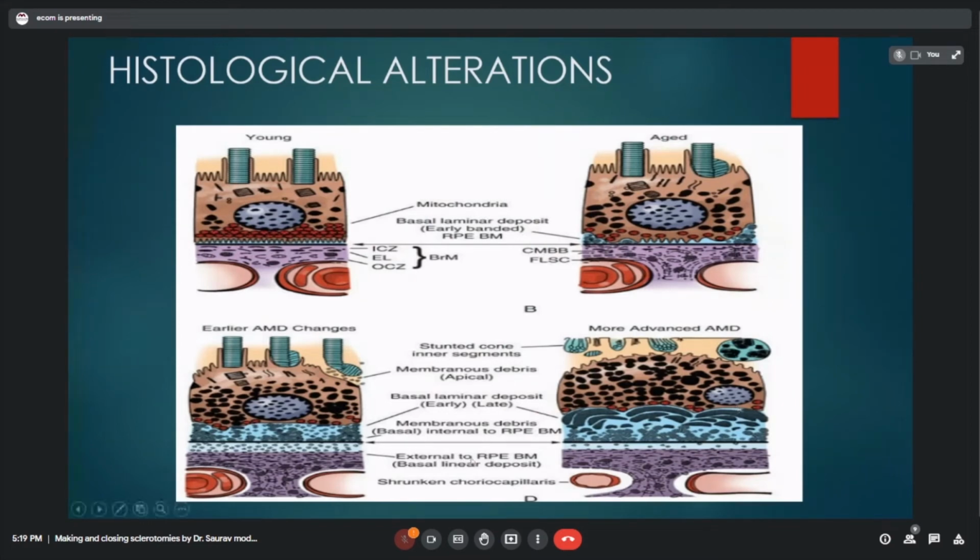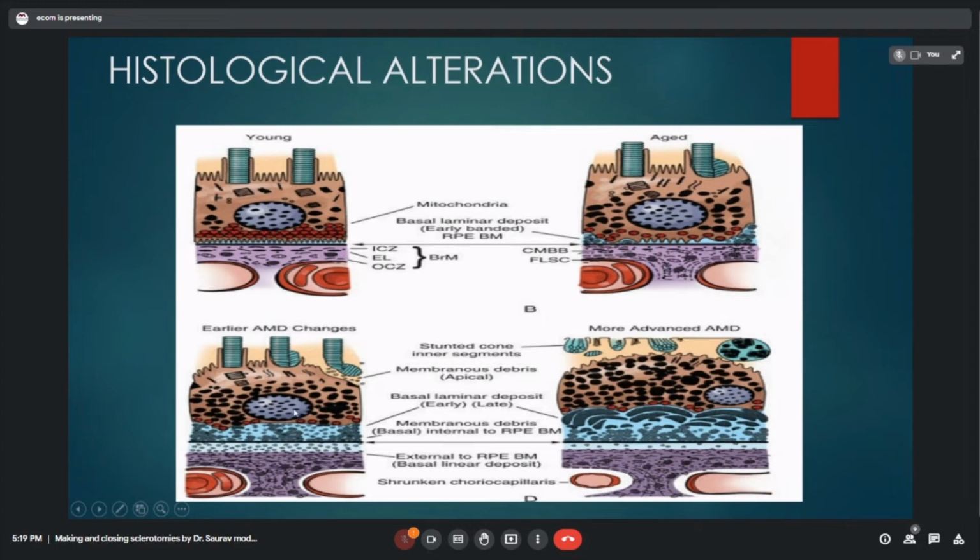Histological alterations. Now, this diagram is the representation of histological changes in a young age group retina. In this, RPE is seen as a single layer, and the choriocapillaris and Bruch's membrane can be broadly classified into 3 layers: inner collagenous zone, elastic layer, and outer collagenous layer. But as the age progresses, at the RPE basement membrane we can see basal laminar deposits, and apart from that, coated membrane-bound bodies and collagens can be seen in the inner layers of Bruch's membrane.